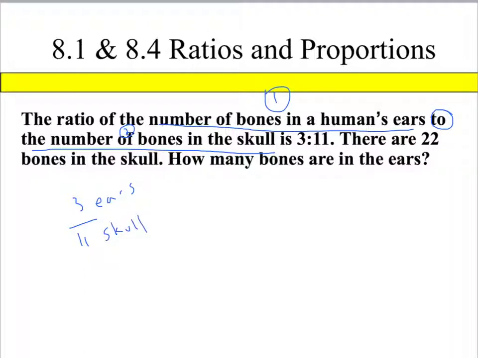Okay? Then it says there are 22 bones in the skull. How many bones are in the ears? We are going to set up a proportion. And what I want you to do, we know that there's 22 bones in the skull. What you have to figure out is how do I set up a proportion to find out the number in my ears if the ratio is the exact same.